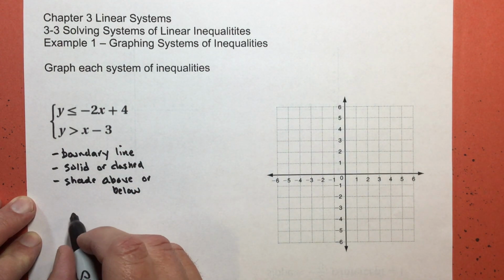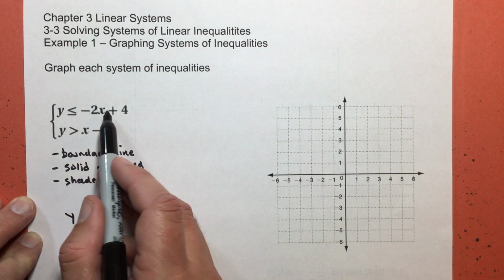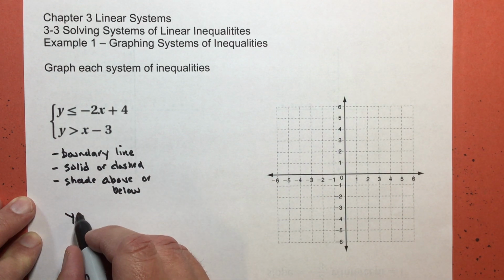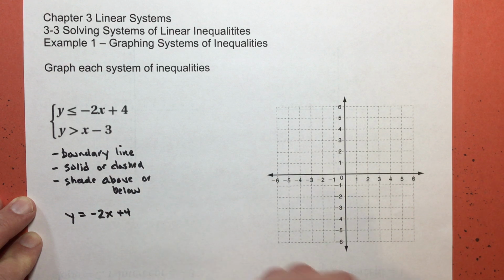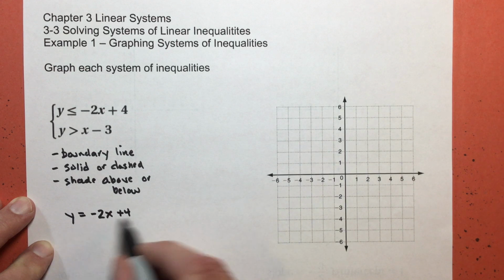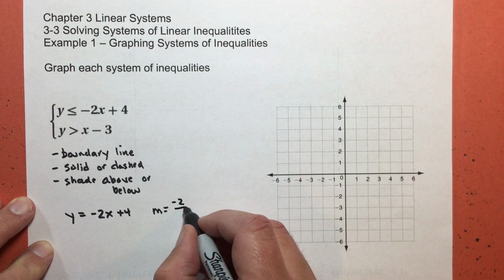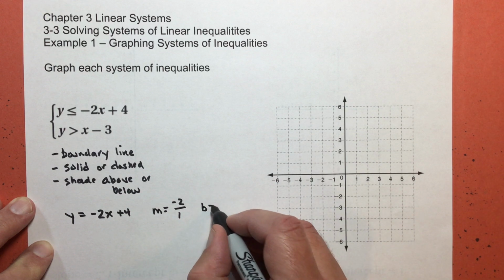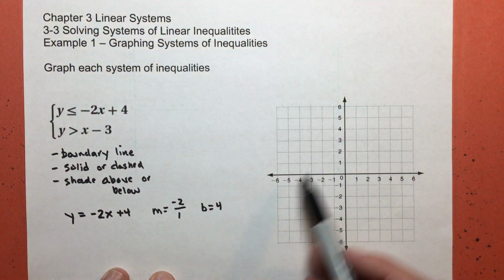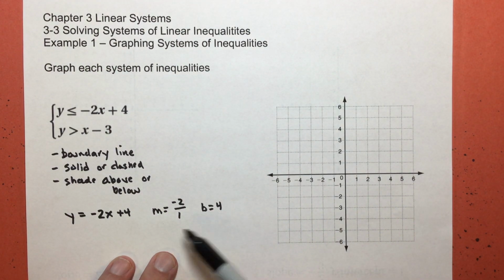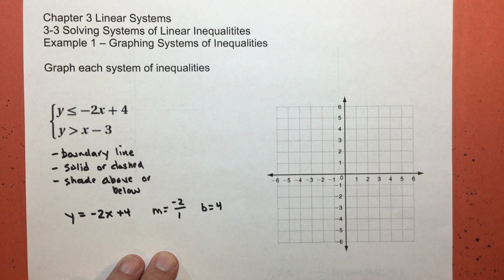So let's get started. The first, y is less than or equal to negative 2x plus 4. The boundary line is y equals negative 2x plus 4. This is in slope-intercept form, so I can tell that my slope is negative 2 over 1, and my y-intercept is 4. So I'm going to plot some points here and figure out where this boundary line is going to go. Then my next step is to figure out, do I draw dashed or solid?